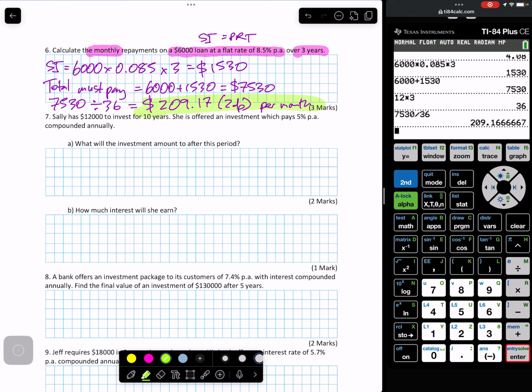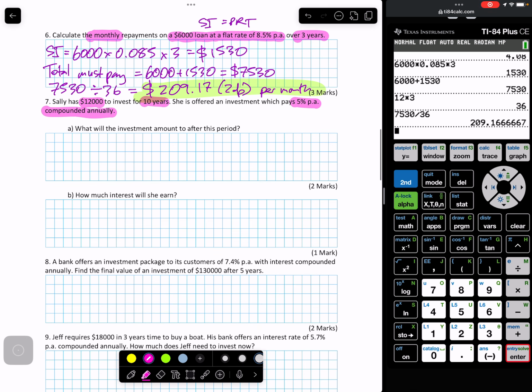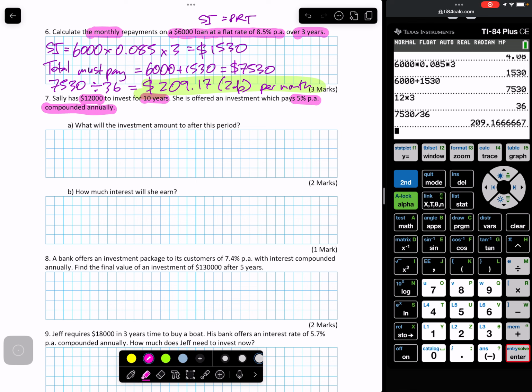Sally has $12,000 to invest. She's going to do it for 10 years. She's offered an investment that does 5% compounding annually. What will the investment amount to after this period? So what is the total?